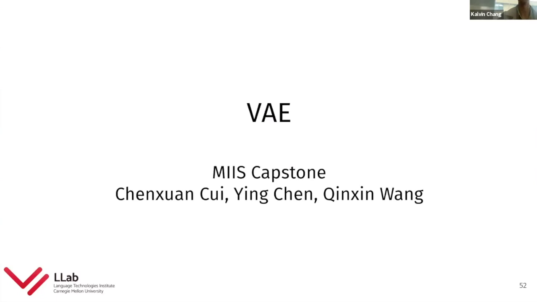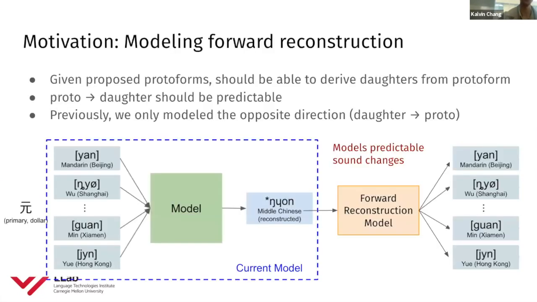Okay, so now I'll talk briefly about work done by other graduated members of our lab who worked on a variational autoencoder architecture for their MIIS capstone. So the whole motivation behind using a VAE is that given proposed protoforms, we should be able to derive the daughters from the protoform. So when a linguist proposes a set of reconstructions or protoforms, we should be able to trace using rules to go from the proposed protoforms to reconstruct the daughters.